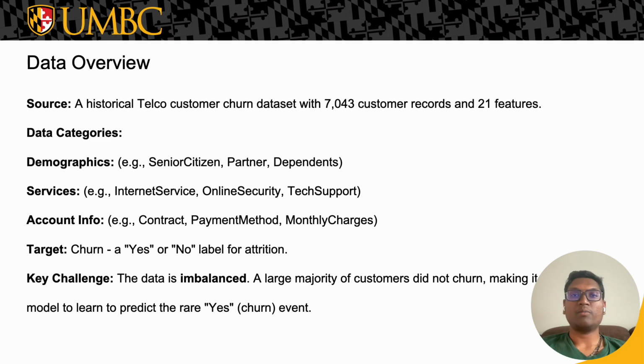Our target variable is churn, a simple yes or no label for whether the customer left. The key challenge with this data set is that the data is imbalanced. A large majority of customers did not churn. This makes it difficult for a model to learn how to predict the rare yes churn event, as it might be biased towards just guessing no.